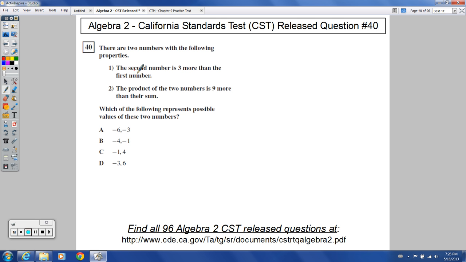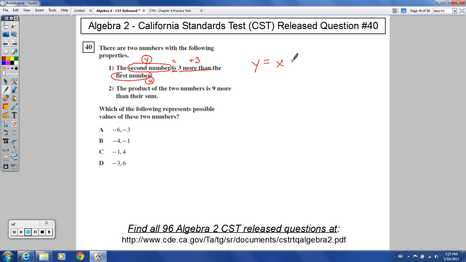Well, let's break this down into its parts. The second number, let's refer to that from here on out as y. The first number, let's call that x. And then it says it is. When you see that word, mathematically that means it's equal to. And then it's 3 more than, so it's going to be plus 3 somewhere in there. So y equals 3 more than the first number.